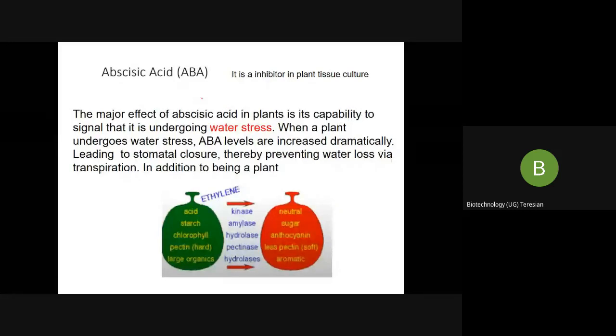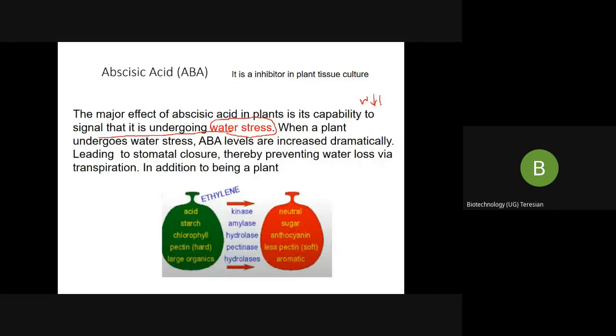Particularly, it is an inhibitor of plant tissue culture, but in some plants they have seen that it has a positive effect also. Another important function of abscisic acid is its capability to signal that the plant is undergoing water stress. Whenever the plant is growing in some drought condition, this hormone can send a signal to the plant that we are under water stress. No water is available, so don't lose your water. So when a plant is undergoing water stress, the ABA levels increase. The water level has come down.